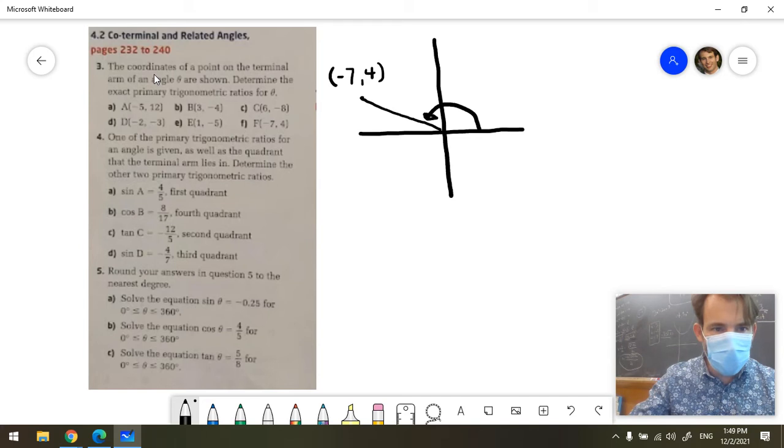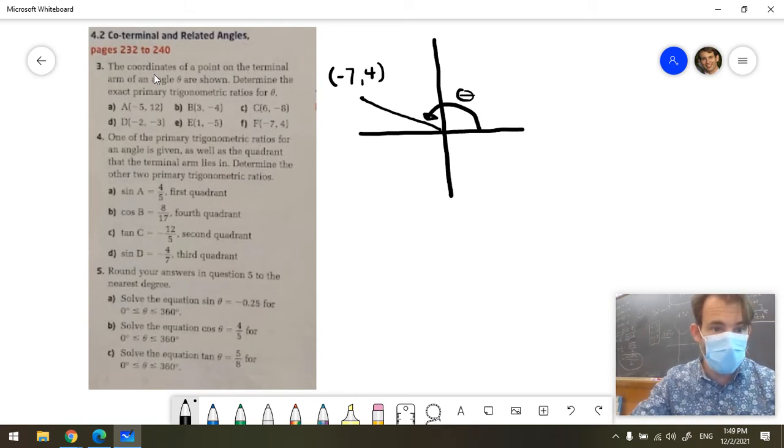And now we want to know information about this angle. Determine the exact trigonometric ratios for the angle theta. Okay, so this is angle theta, created by this terminal arm here. One thing that we want to know is what's the radius? What is the distance from this point to the origin? Because we're going to need that for sine and cosine.